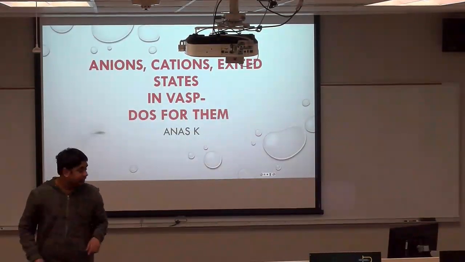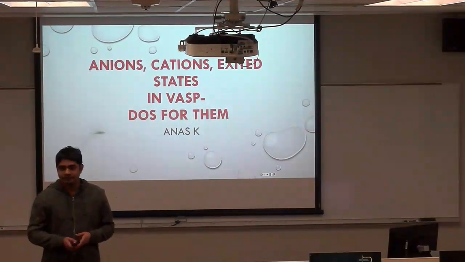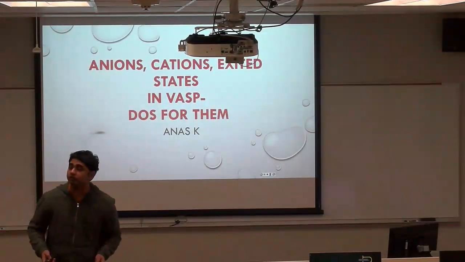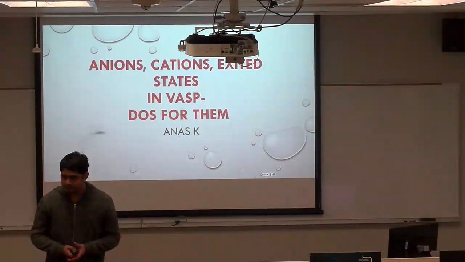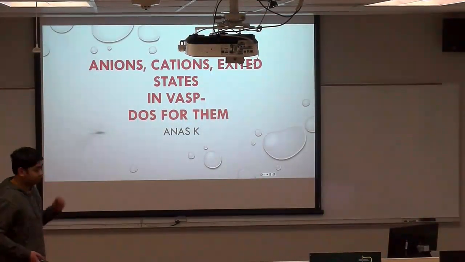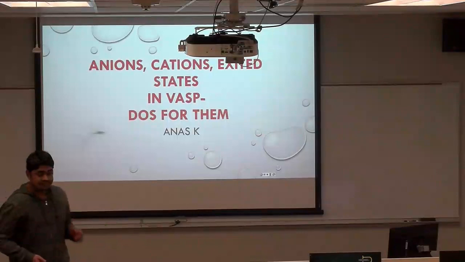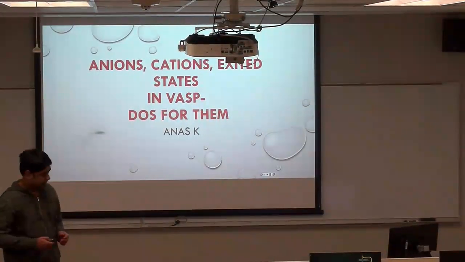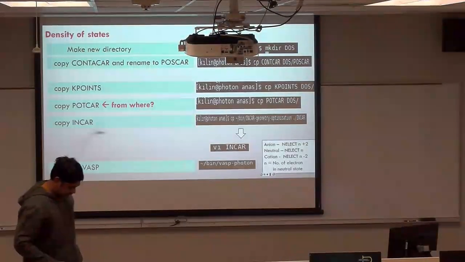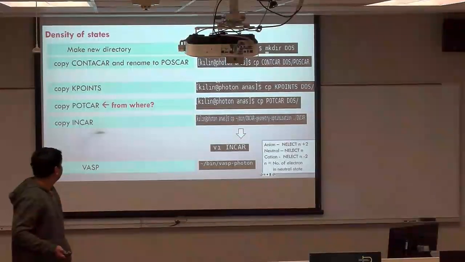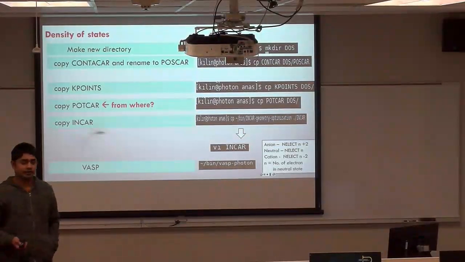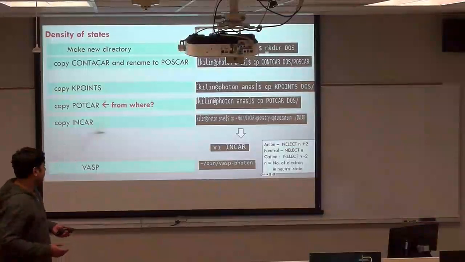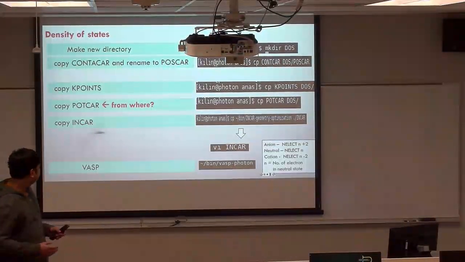Yeah, thank you. So the past speakers have given a bright picture about the input and output files of VASP and the density of states. My talk will be confined to the anion, cation, and excited state analysis using VASP and its density of states. So the first rule: make a new directory if you are doing the VASP calculation for the cation, anion, and excited state, so that you do not mess up the data.